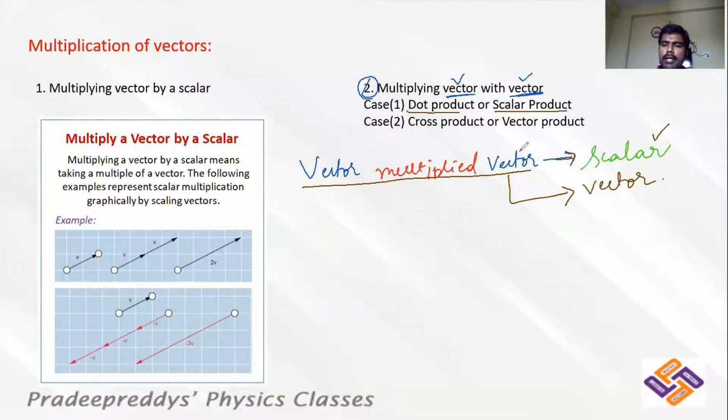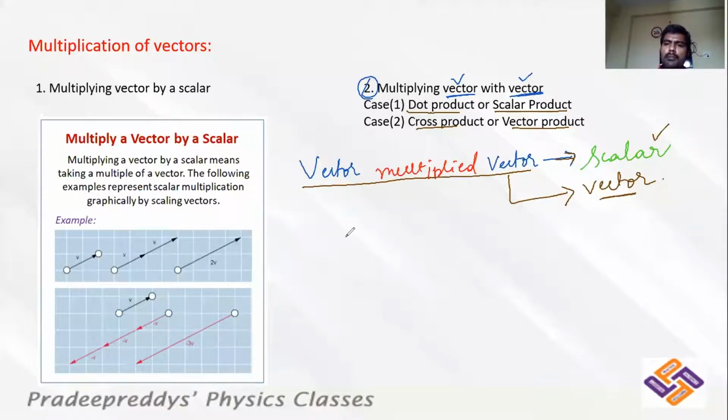Similarly, when you are multiplying two physical quantities which are vectors, and the resultant is also a vector quantity, then such type of multiplication is called cross product or vector product. So when you are multiplying a vector with a vector, we have two possibilities. The resultant physical quantity can be a scalar or a vector. If you are multiplying two vectors in such a way that the resultant is a scalar physical quantity, then it is said to be a dot product. Whereas if the resultant is a vector quantity, then it is called cross product or vector product.